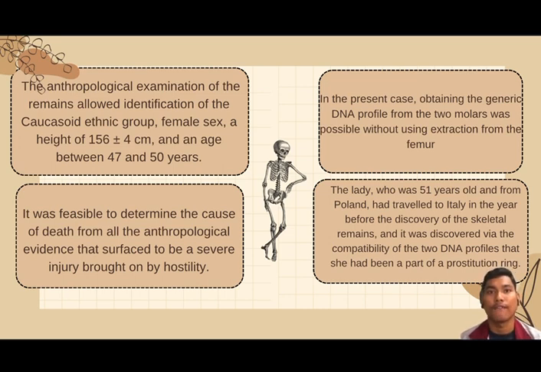Besides, it was feasible to determine the cause of death from all the anthropological evidence that surfaced to be a severe injury brought on by hostility. Through the DNA extractions, we also knew that the lady, who was 51 years old and from Holland, had traveled to Italy in the year before the discovery of the skeletal remains. Through the investigation of the police, it was discovered via the compatibility of the two DNA profiles that she had been a part of a prostitution ring.